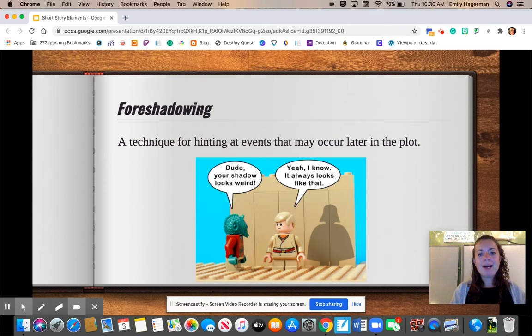Foreshadowing. I really like this image because it's a really funny image of foreshadowing. We have little Anakin there, and his shadow is actually the shadow of Darth Vader, who he's later going to become. So we know in the end he's going to transform into this bad guy. Spoiler alert. And it's foreshadowing literally what's going to happen to Anakin.